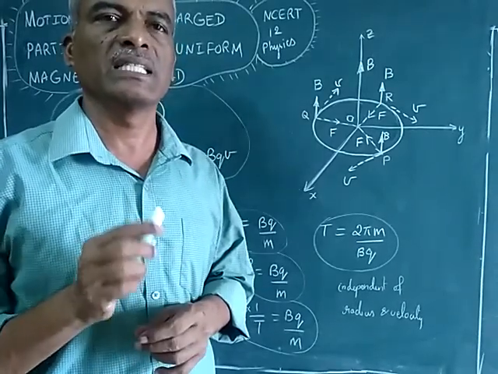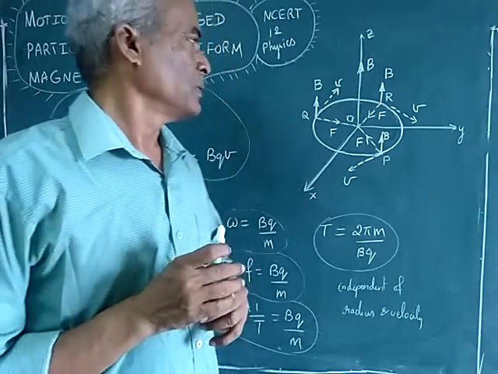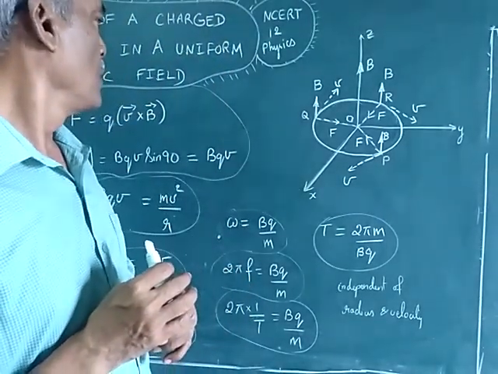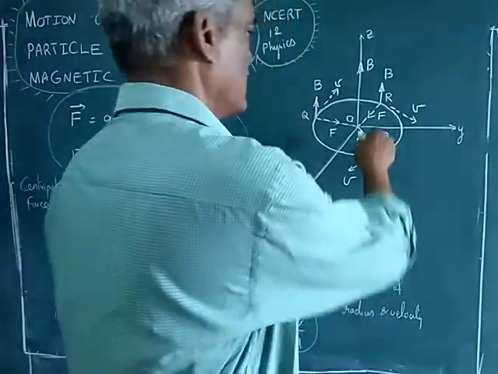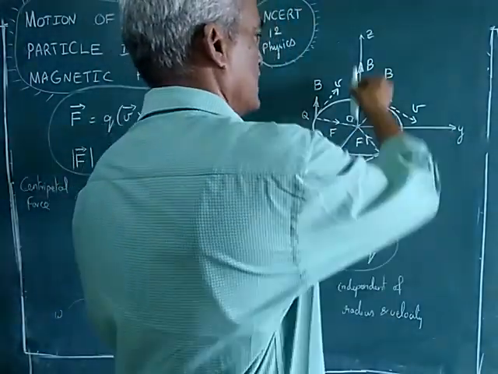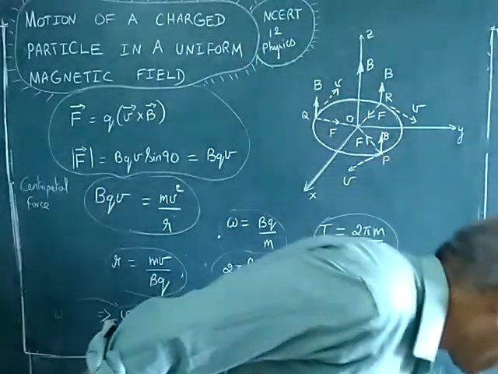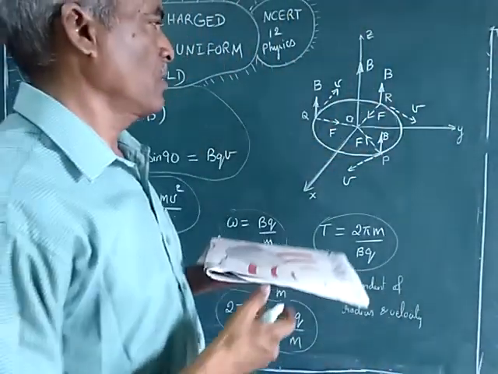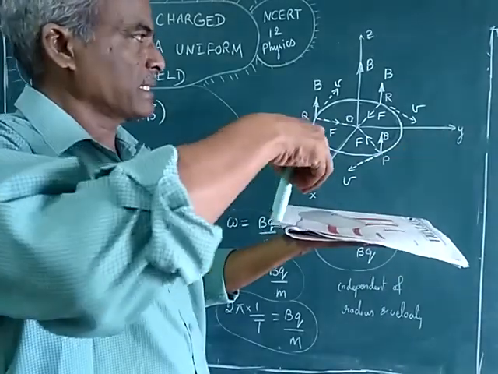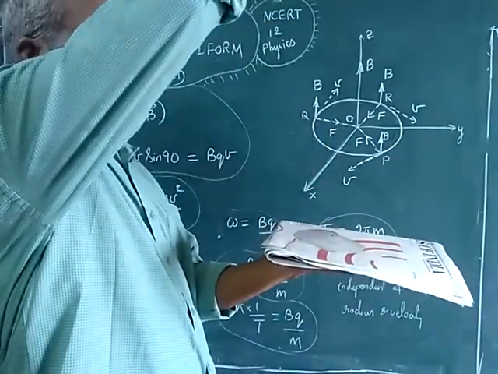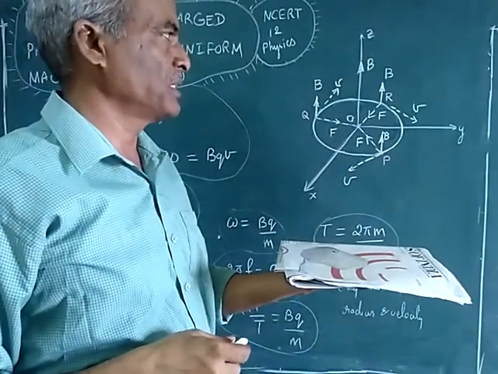That is E. Now we will see the axes. This is the x-axis, this is the y-axis, and this is the z-axis. So this is the y-axis, this is the x-axis, and this is the z-axis. All are mutually perpendicular to each other.